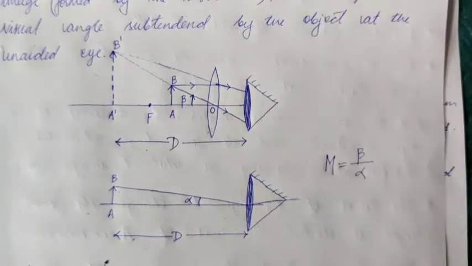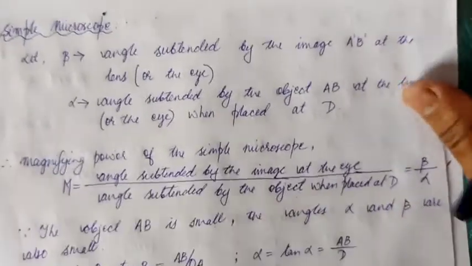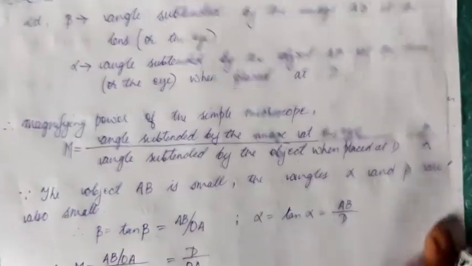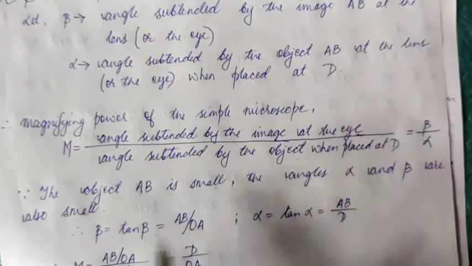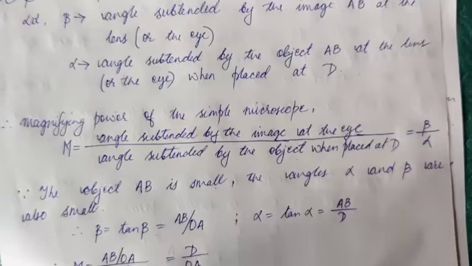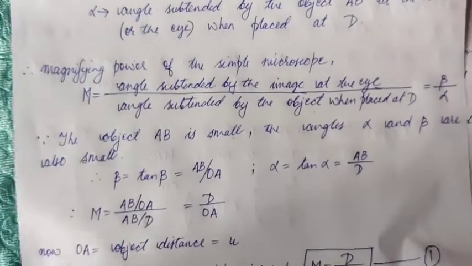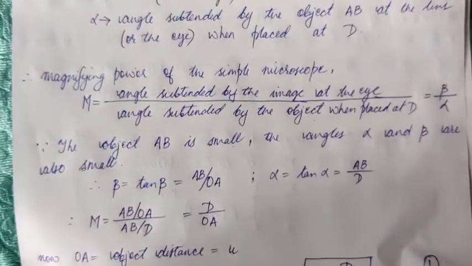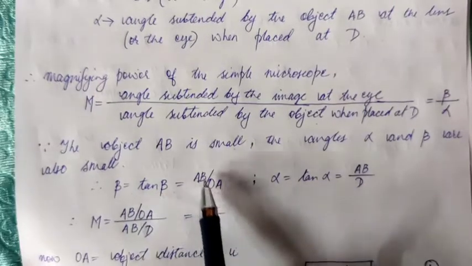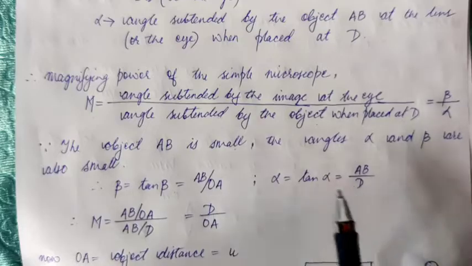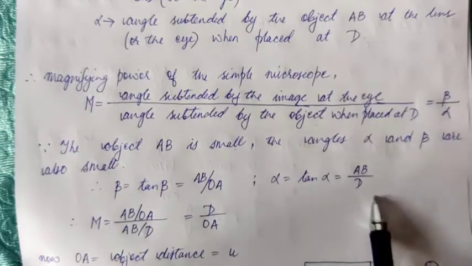If you want to know why beta is tan beta and alpha is tan alpha for very small values of alpha and beta, you can ask me and I will let you know, but I will not cover that in this video, since I want to keep it short. So beta is tan beta, which is AB by OA, and alpha is tan alpha, which is AB by D.